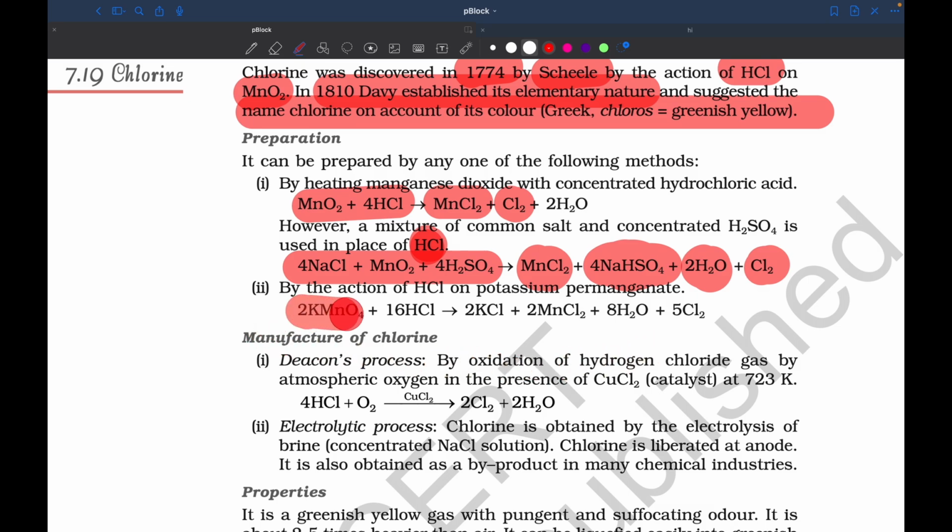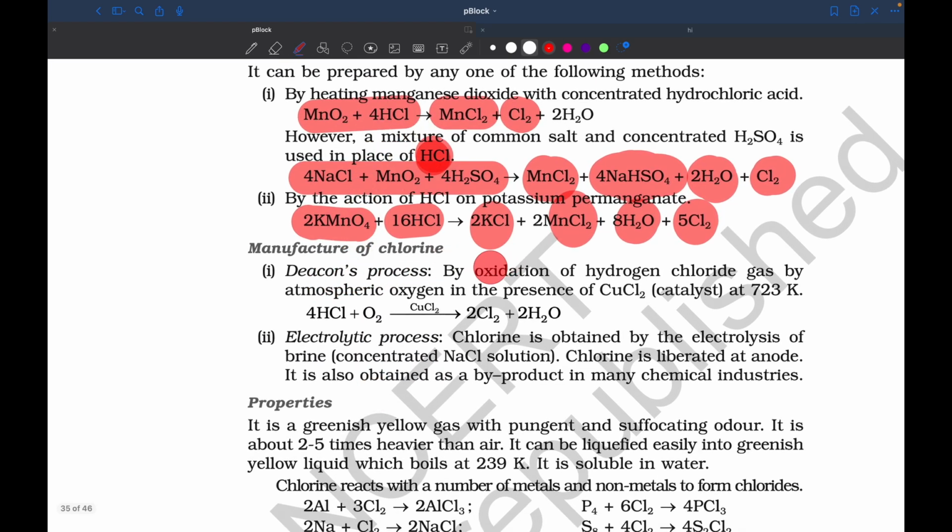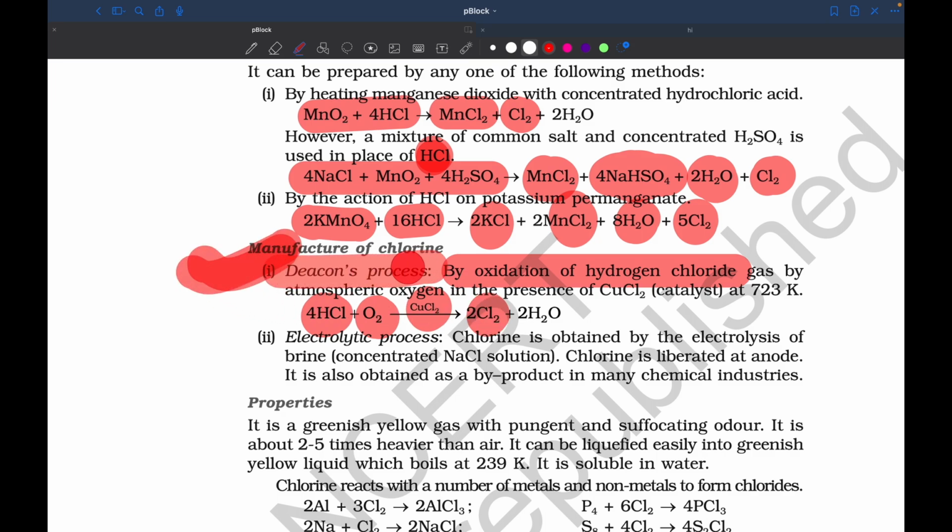KMnO4 reacts with HCl and produces chlorine gas. KCl, MnCl2, H2O are other products. Here is the Deacon's process: by oxidation of hydrogen chloride, HCl on oxidation with copper chloride gives you chlorine gas. This method is also known as Deacon's process.